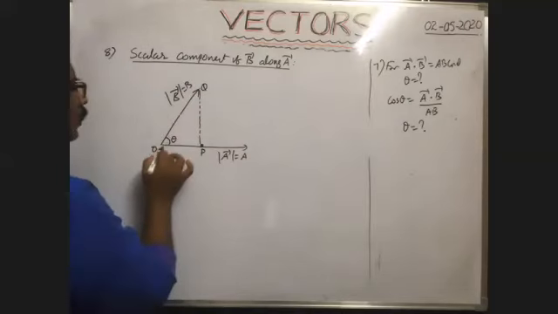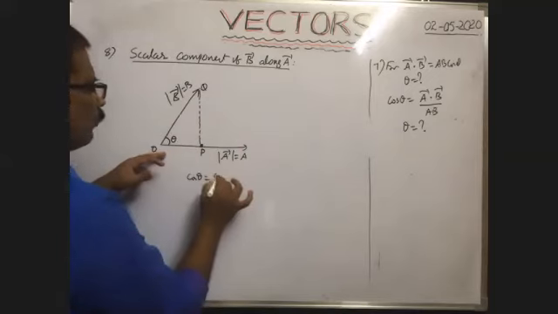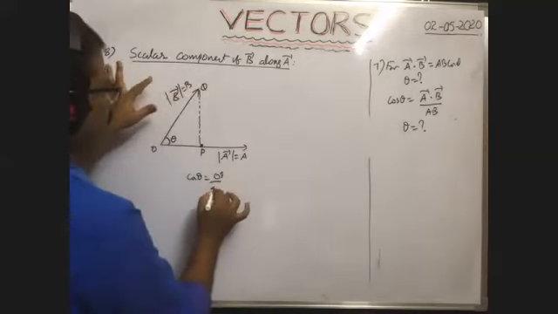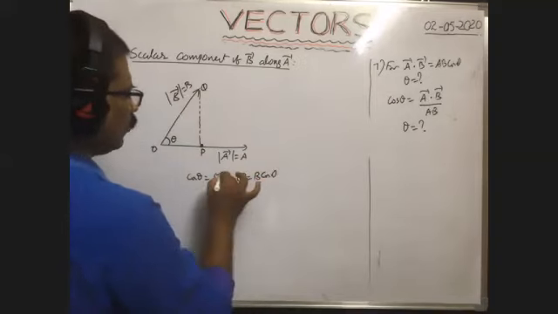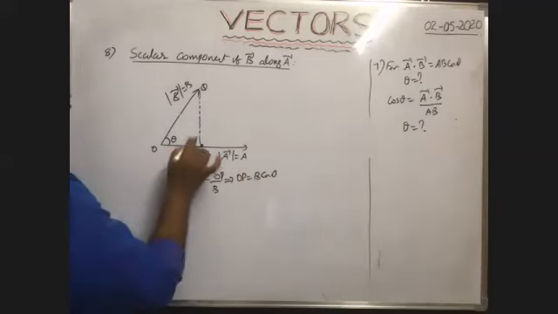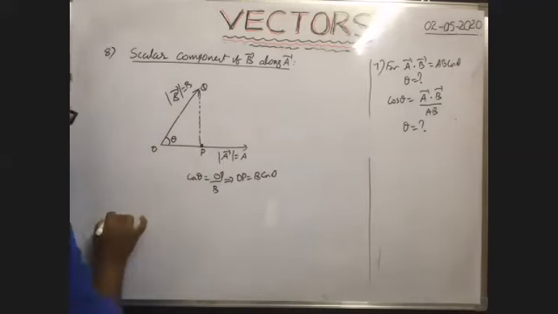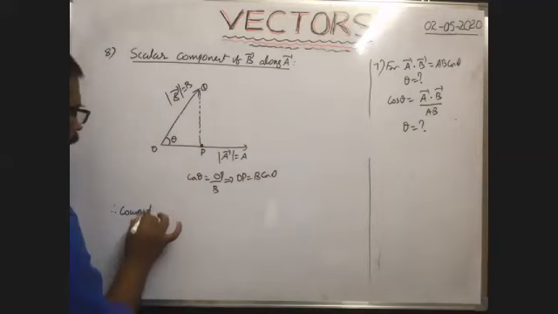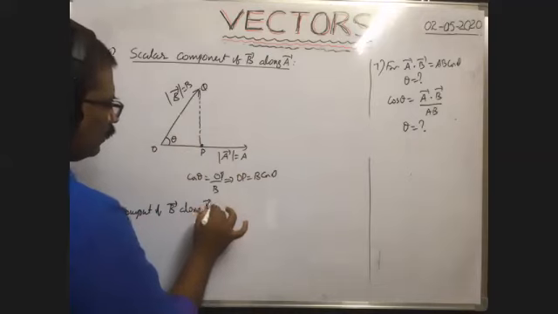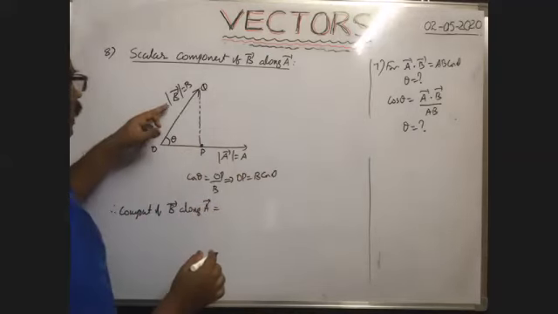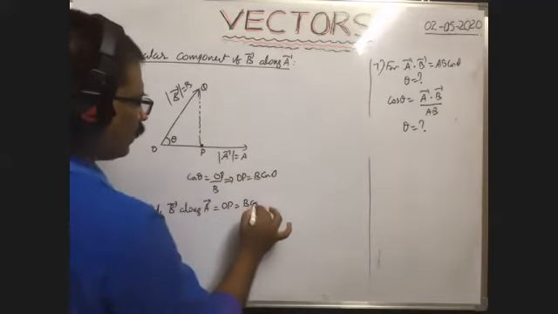So here it is equal to B cos theta. In other words, cos theta is equal to OP by the hypotenuse in this right angle triangle, which is B. From this, OP is equal to B cos theta. OP is the component of b bar along a bar. Therefore, the component of b bar along a bar is equal to OP, which is B cos theta.